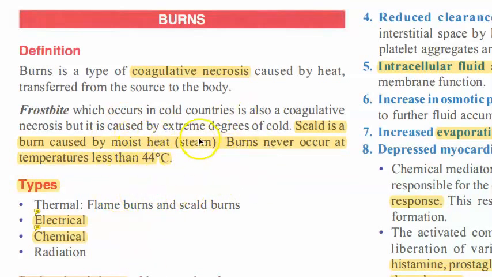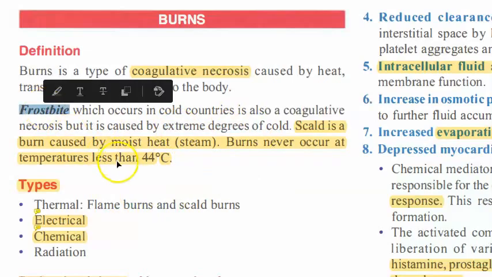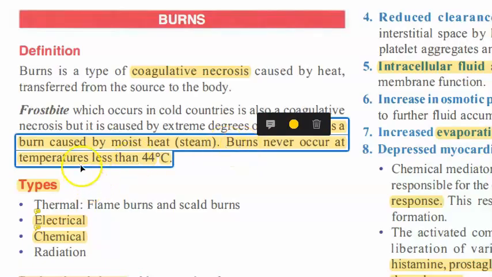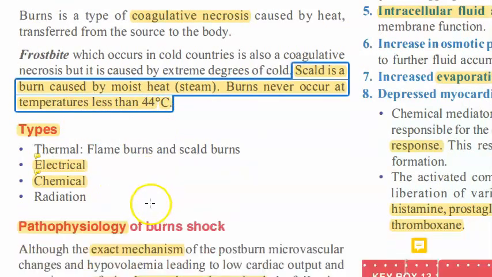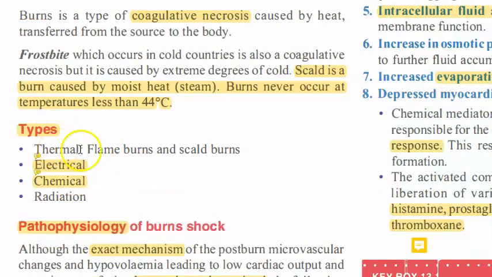But what is it if it's caused by extreme degrees of cold? That is frostbite. That is not a burn. Burn is never caused by temperature below 44 degrees. What are the types of burns? You have thermal burns, electrical burns, chemical burns, and radiation. Electrical can be because of DC or AC. Chemical burns can be acid or alkali. Remember, if you are burnt because of acid, don't pour alkali, and if you are burnt because of alkali, don't pour acid. It's not good. It's an exothermic reaction.